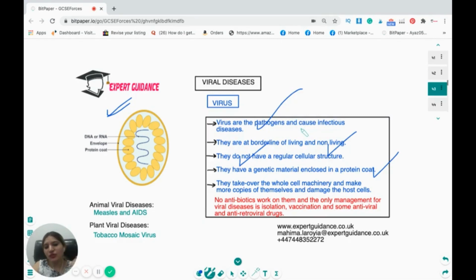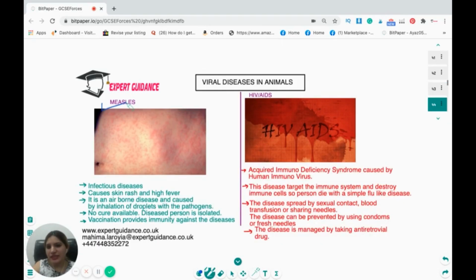The only management for viral disease, as you can see in the case of corona, is isolation, vaccination, and some antiviral or antiretroviral drugs. Now, you should know some examples of animal viral diseases, which are measles and AIDS. For plant viral disease, we have tobacco mosaic virus. Now, measles is a disease caused in animals, as are HIV and AIDS. Measles is an infectious disease. It causes skin rash and high fever. It is airborne and caused by inhalation of droplets with the pathogens. No cure is available. The diseased person is isolated, and there's a vaccination that provides immunity.